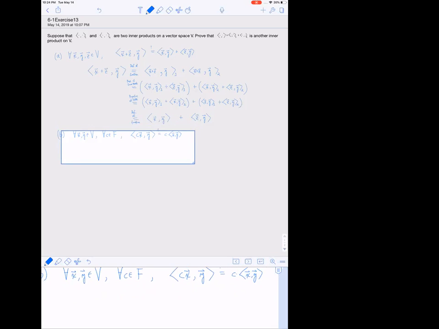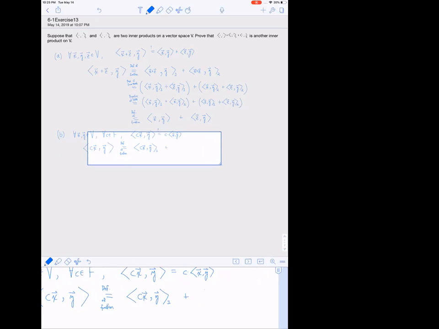Again, let's start with the thing on the left. Suppose we have c times x and we want to combine it with y. Well, using the definition of our function, this is just cx combined with y using bracket 1 plus cx combined with y using bracket 2.